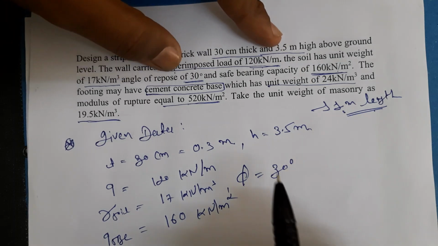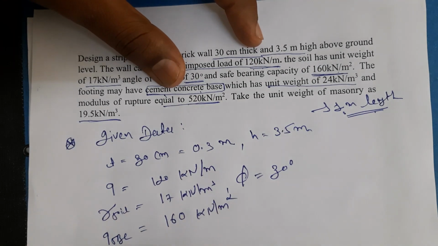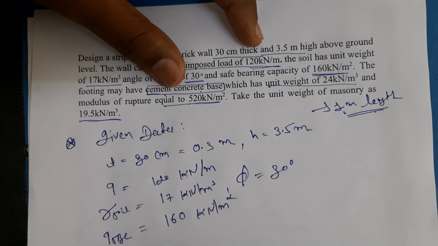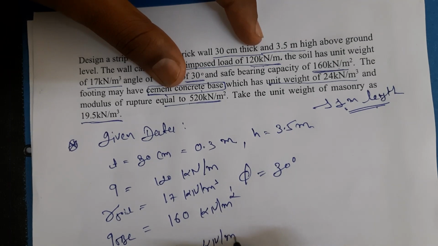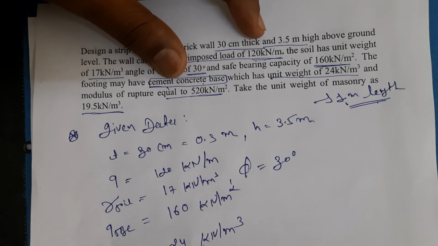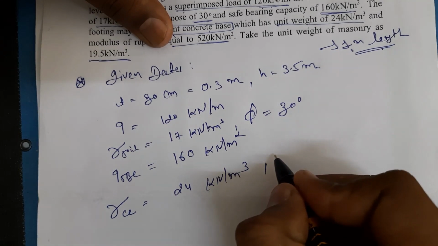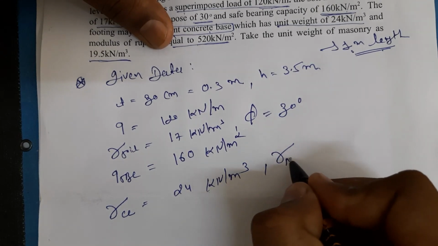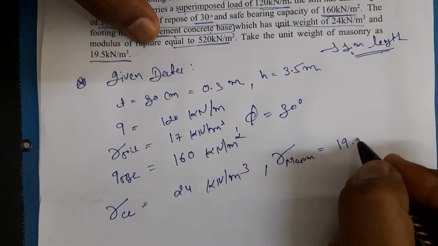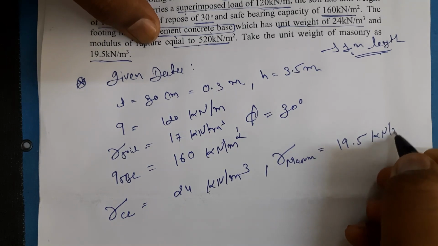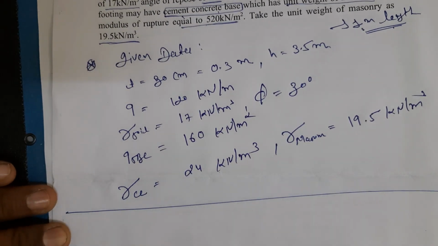Now the footing has a cement concrete base, so gamma CC is equal to 24 kilonewton per meter cube, and the unit weight of masonry is equal to 19.5 kilonewton per meter cube. Okay, so this is your given data.